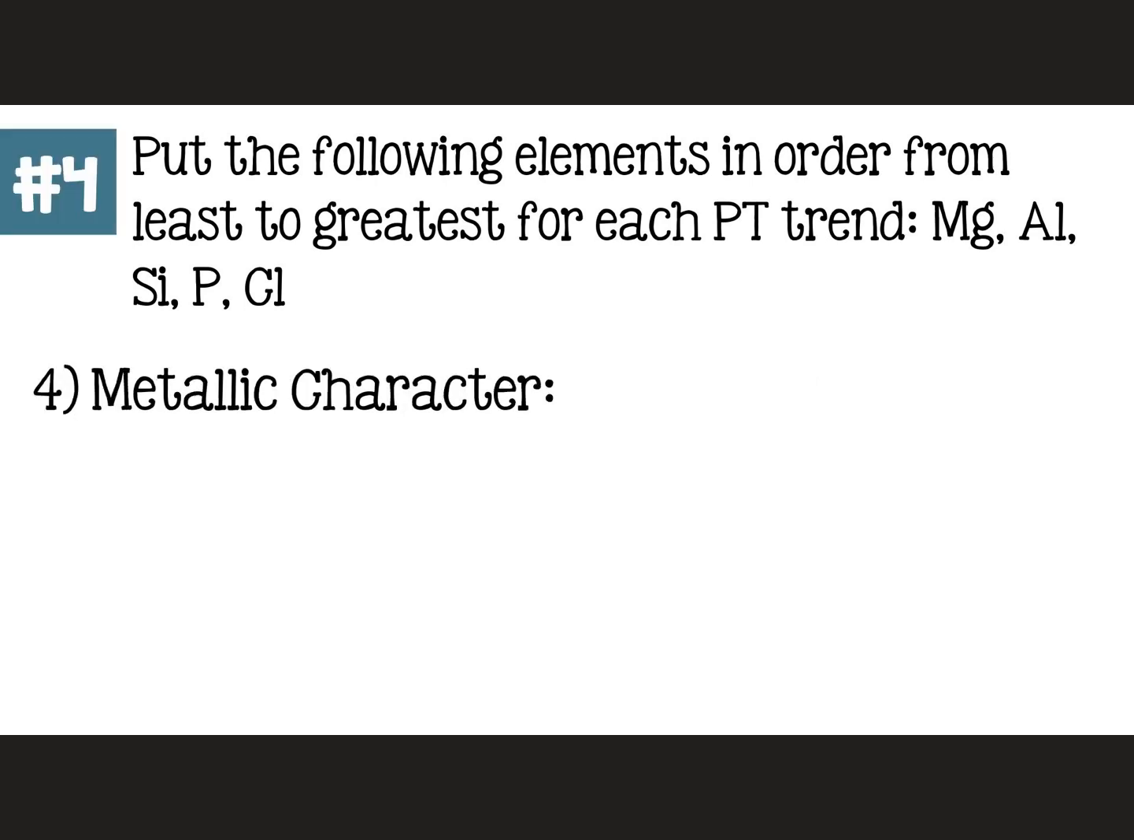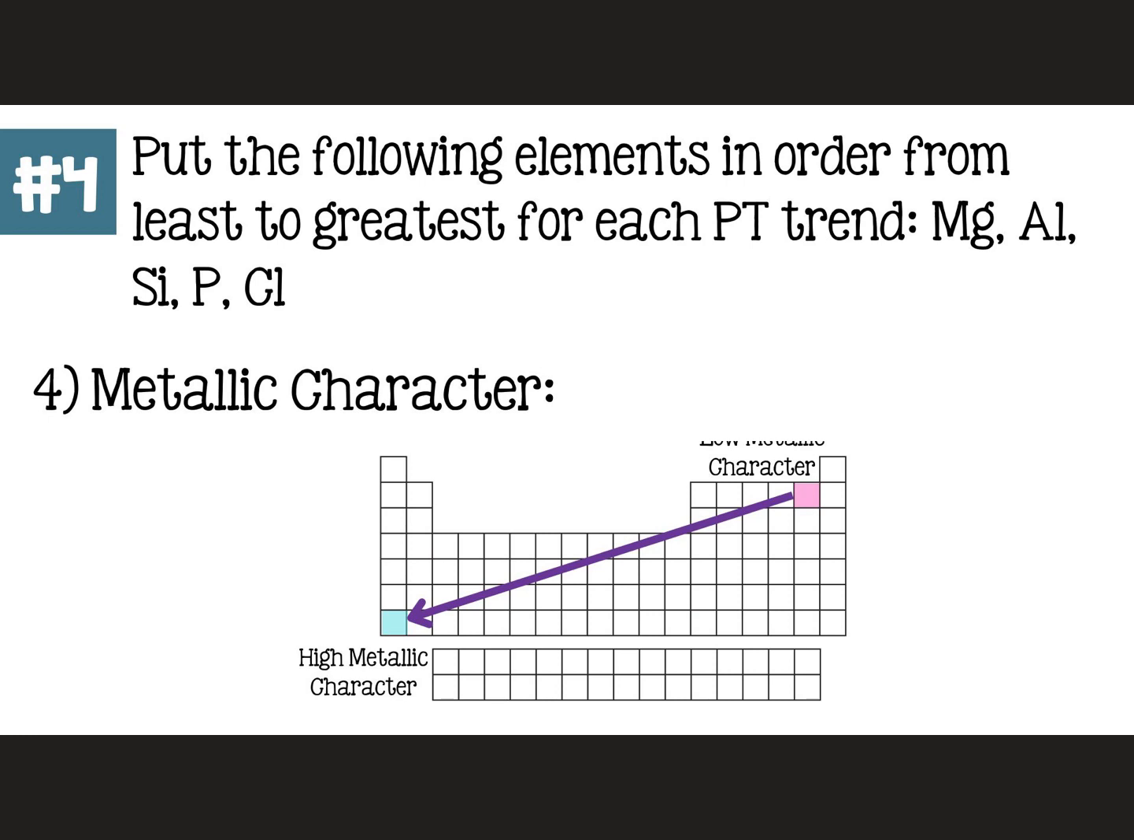Now let's have a look at metallic character, which is actually the opposite of electronegativity. So we're going to put the lowest on the right side and the highest on the left. So this time we're going to start with chlorine, then phosphorus, silicon, aluminum, magnesium.